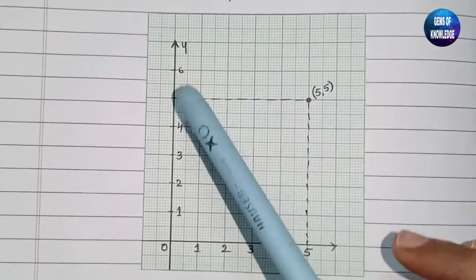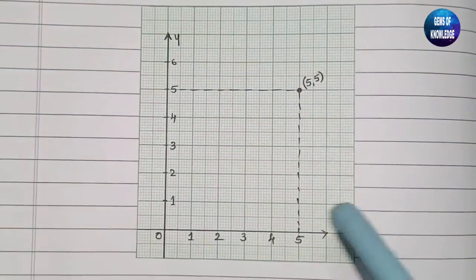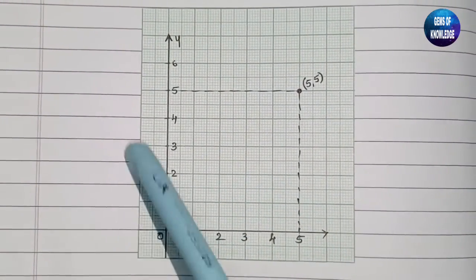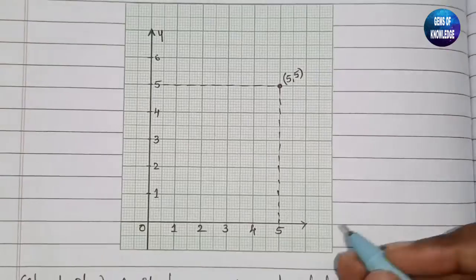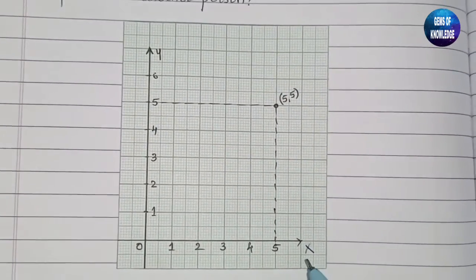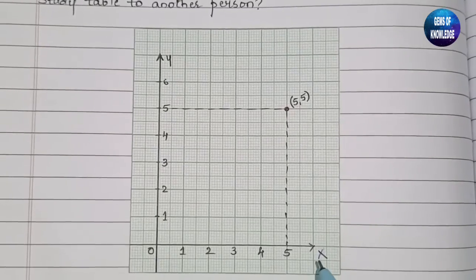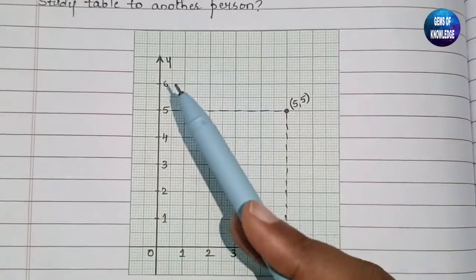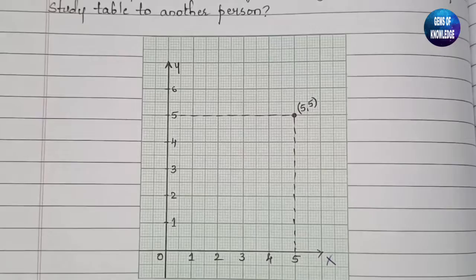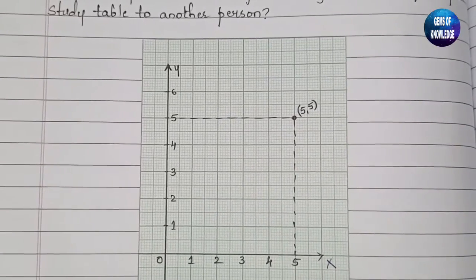So what I have done is, I have just considered the first quadrant over here. This is your x-axis and this is your y-axis. I forgot to write an x here. So on the x-axis I have taken up to 5 numbers, and on the y-axis I have taken up to 6 numbers. Whatever number you want, you can take.